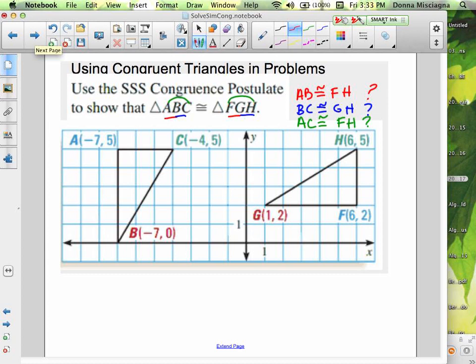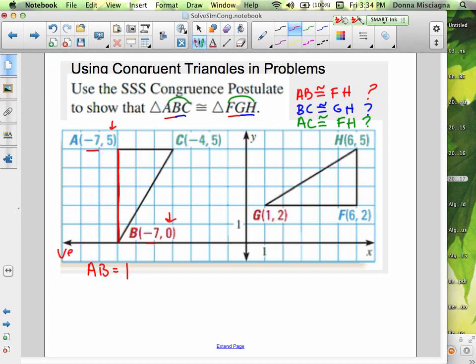So we're going to use the distance formula, and we can also just subtract the values for our horizontal and our vertical lines. So let's just go in order. We'll find AB. Notice AB here is just a vertical line. There's no change in the x, -7, -7. Only the y changes. So that means the length of AB is just the absolute value of the difference in the y coordinates, because it's a vertical line.